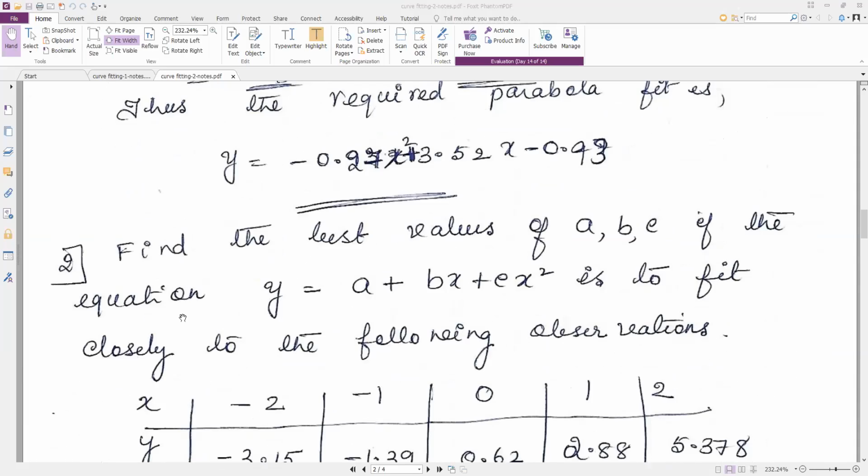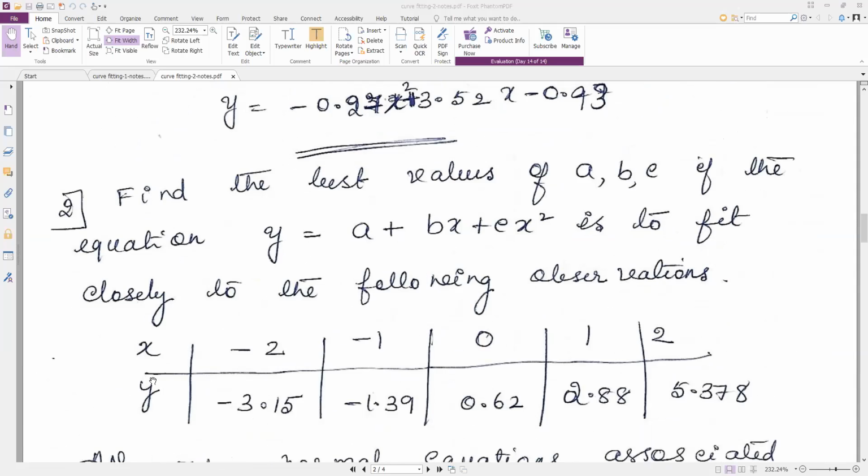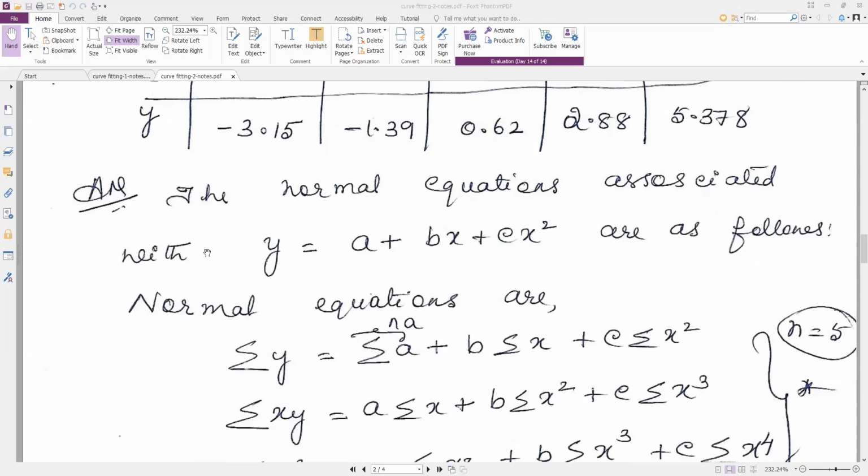Next, the second question is: find the best value of a, b, c if the equation y equal to this is to fit closely to the following observation. Now, can you notice here, instead of the parabola given as ax square plus bx plus c, they have given it in this format. How have they given? Y equal to a plus bx plus cx square. Only the constants they have interchanged. That's it. So not much change. Just write the normal equation associated with this parabola.